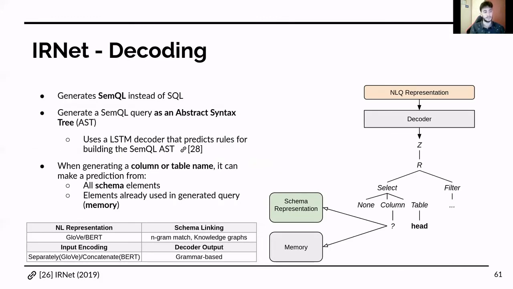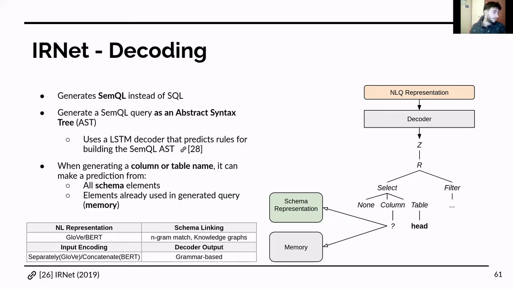And finally, having created this representation of the NLQ and the schema, IronNet moves on to decoding. It uses a grammar-based decoder, and the authors of IronNet have designed a specific intermediate language called SemQL that they argue it is better to predict in SemQL instead of SQL. And the way that they predict SemQL is by predicting an abstract syntax tree of SemQL using an LSTM-based decoder that at each step predicts a rule. And if we apply these rules sequentially, we can construct a SQL abstract syntax tree, which we can then transform deterministically into an SQL query.